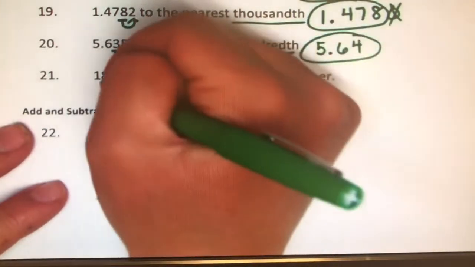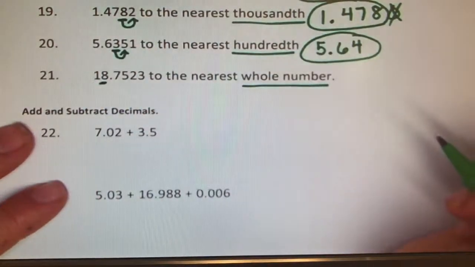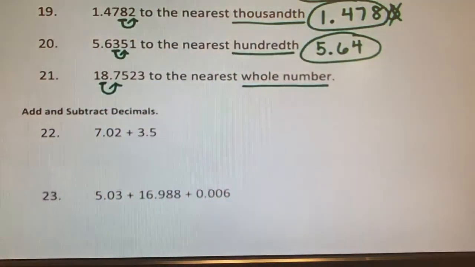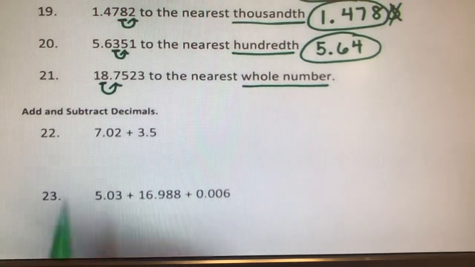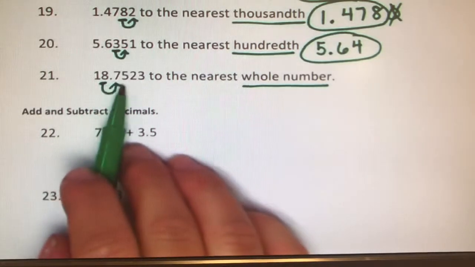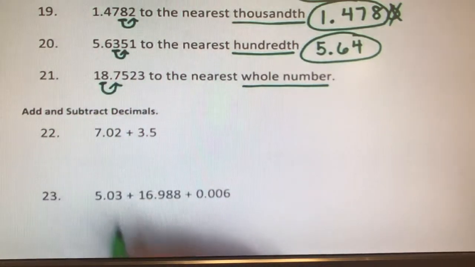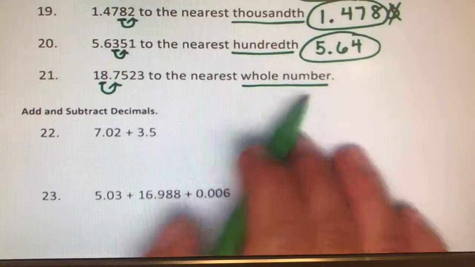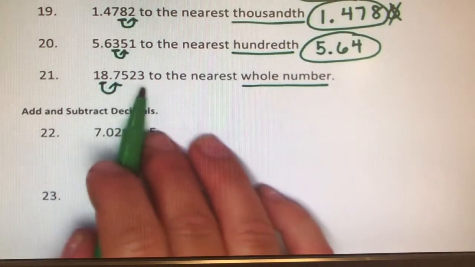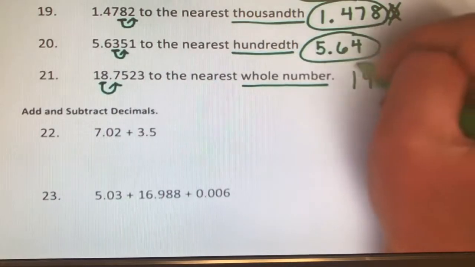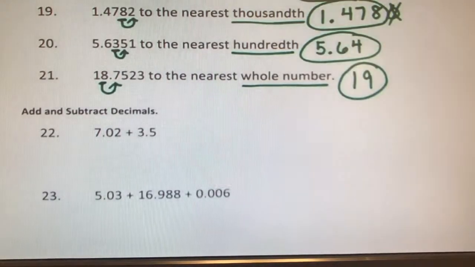Okay, last one says round to the nearest whole number. The whole number is the 1 spot, okay? So if I look at the 1 spot, it's like your dollars. And then I look at the 7. The 7 is 5 or more, so that tells me to raise the score to go up. So think about if this was like $18.75. What we're really saying is this is almost $19. It's closer to 19 than to 18. So since it says whole number, I could put 19.0000, but again, we just don't need it. All we need is 19 for our whole number.